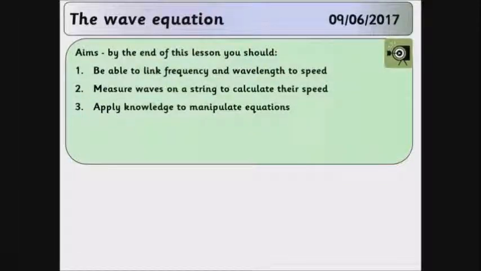Okay, this is the video on the wave equation. We're going to look at frequency and wavelength in more detail. We're going to mention the required practical that you might have seen the video on our channel, and then we're going to use our equation to work out the answers to some questions.